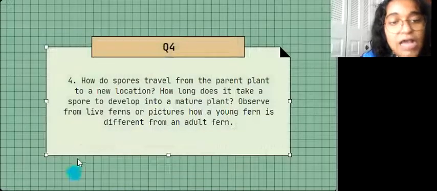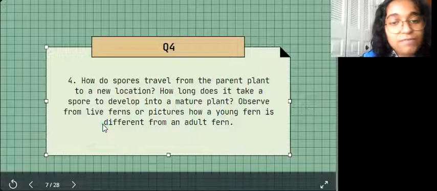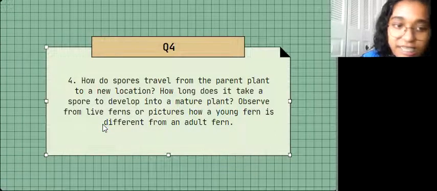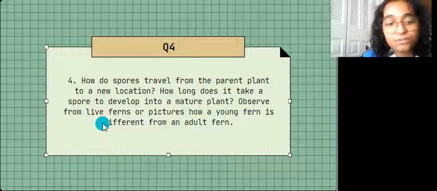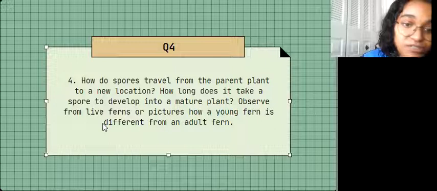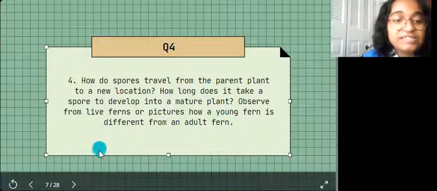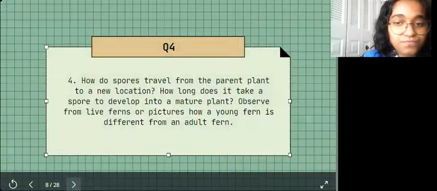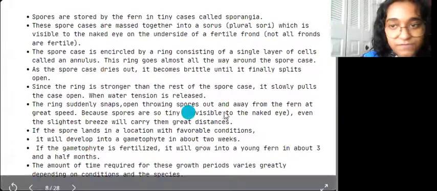Question number 4. How do spores travel from the parent plant to a new location? How long does it take for a spore to develop into a mature plant? Observe from live plants or from pictures how a young fern is different from an adult fern. So let's take points first.